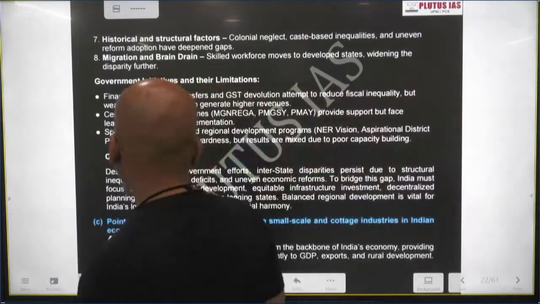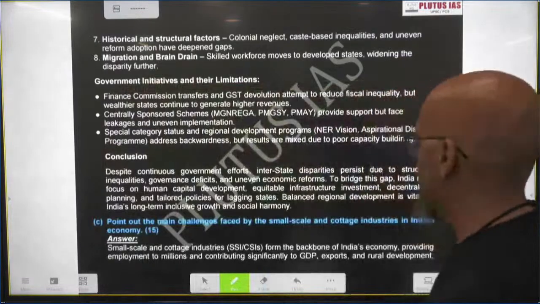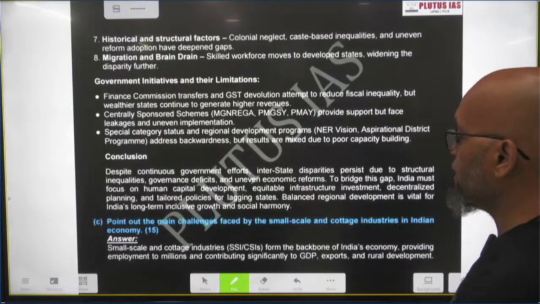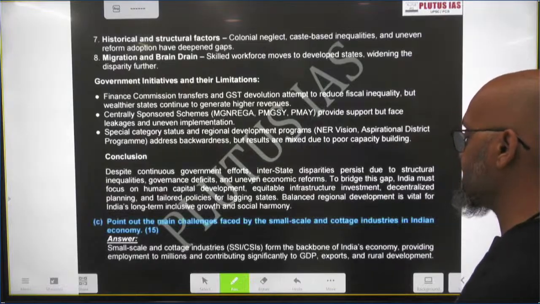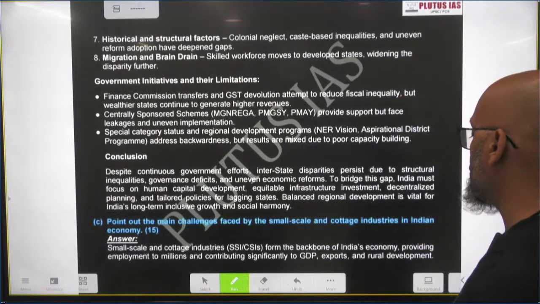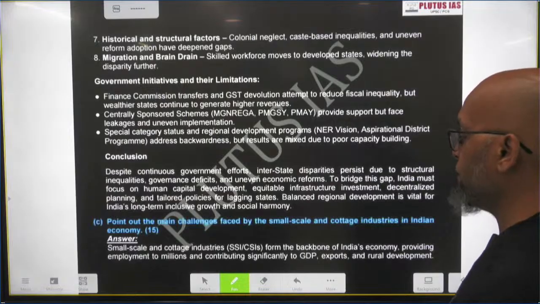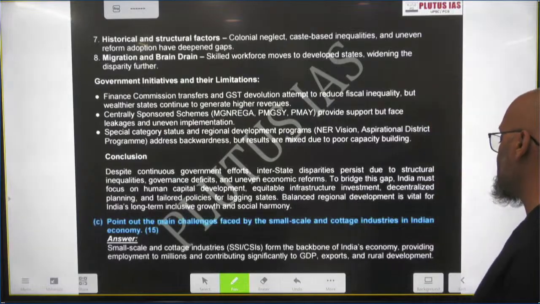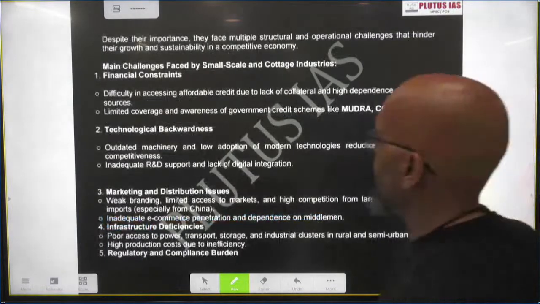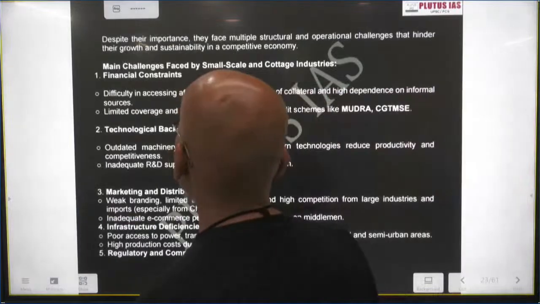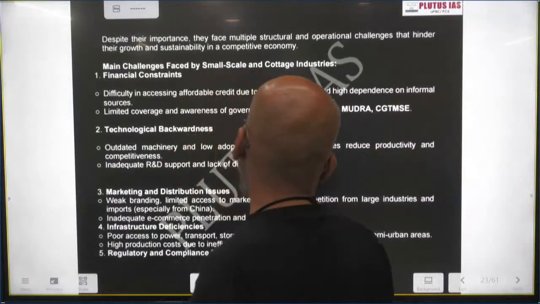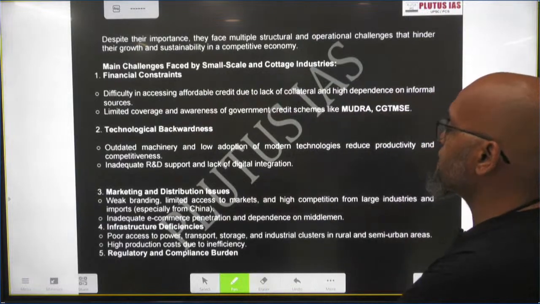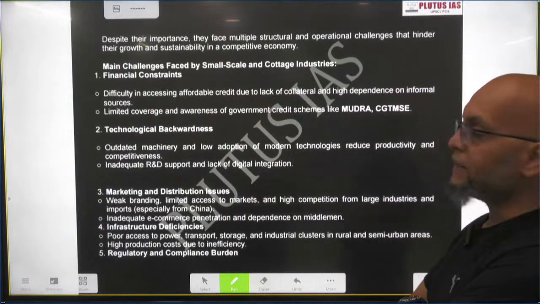Next question: point out the main challenges faced by the small scale and cottage industries in the Indian economy. So small scale and cottage industries, SSI, CSI, form the backbone of India's economy, providing employment to millions and contributing significantly to GDP, export and rural development. Despite their importance, they face multiple structural and operational challenges that hinder their growth and sustainability in a competitive economy.